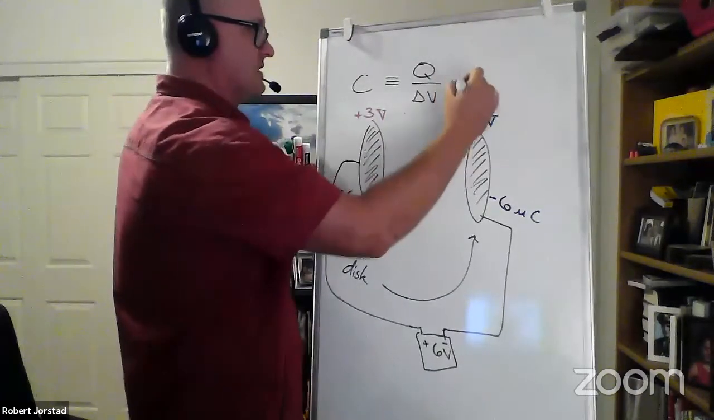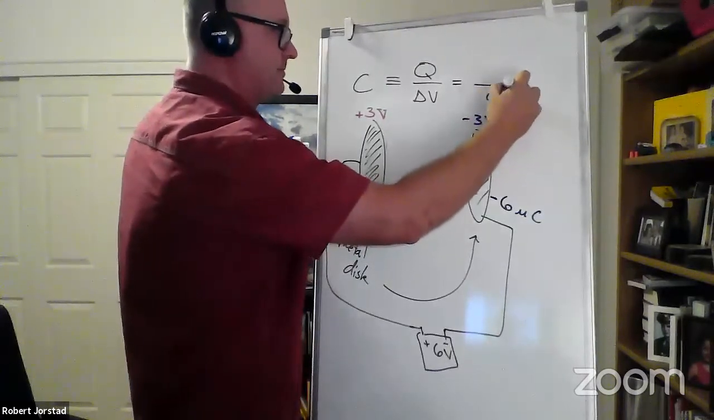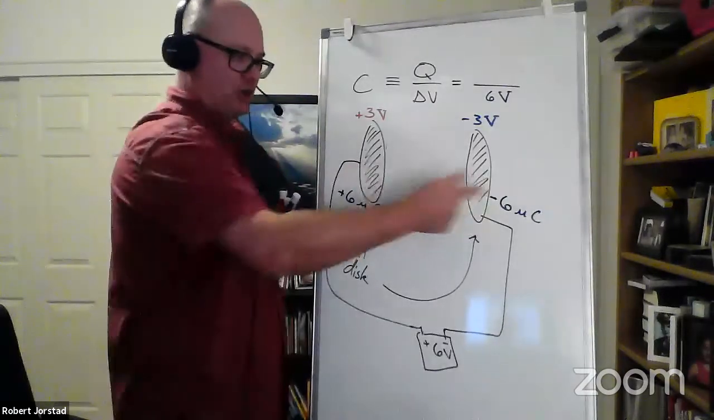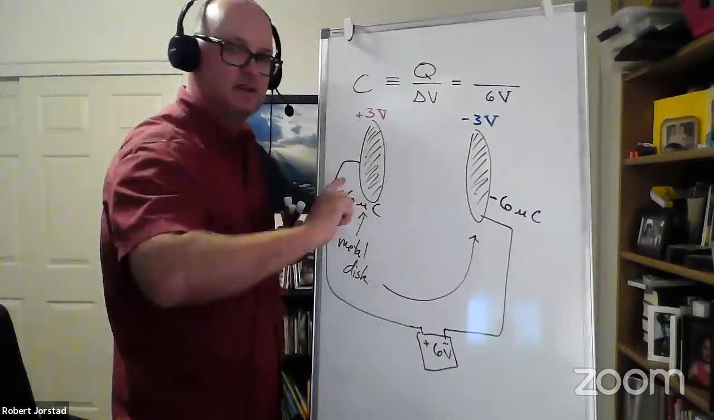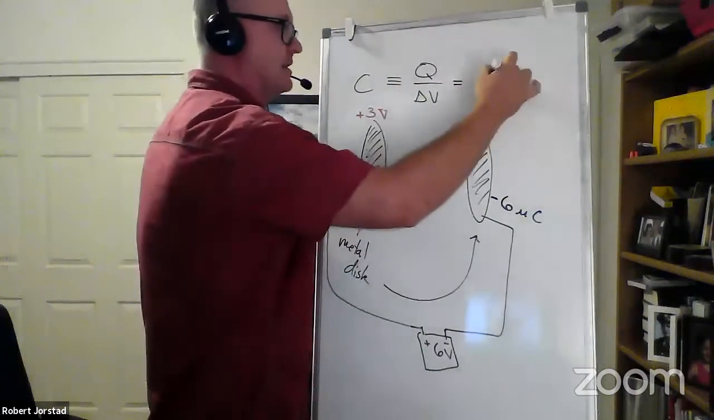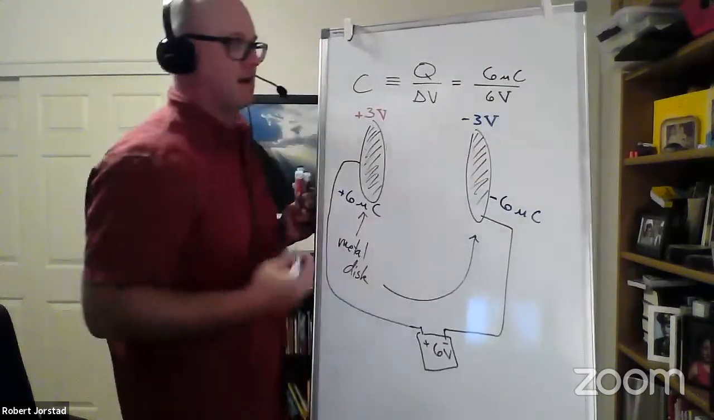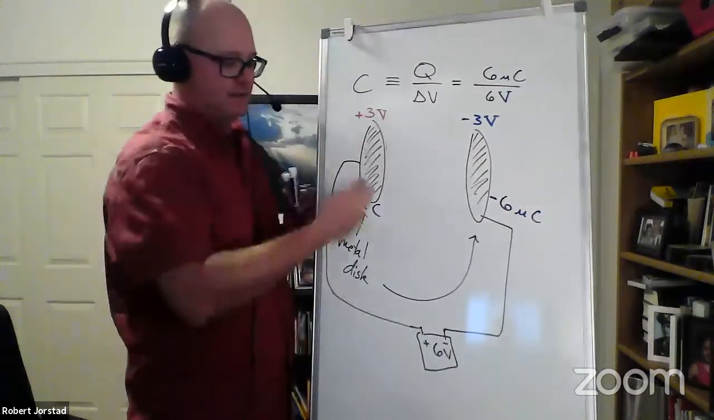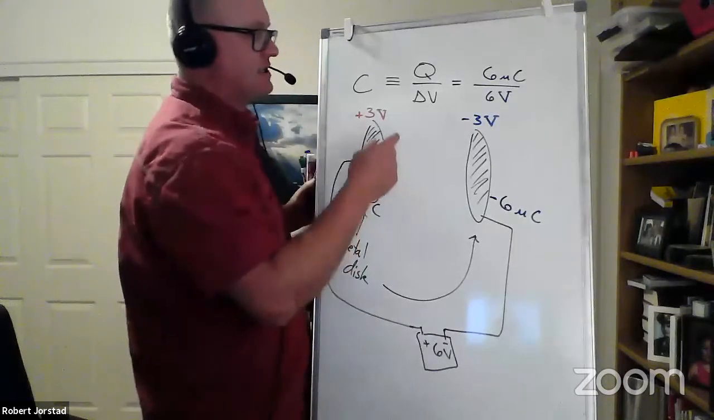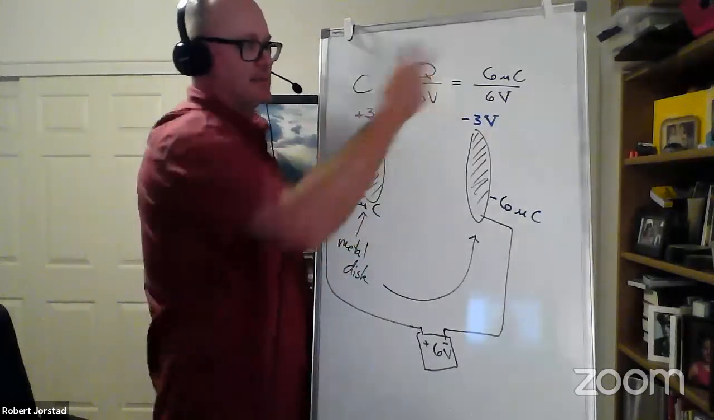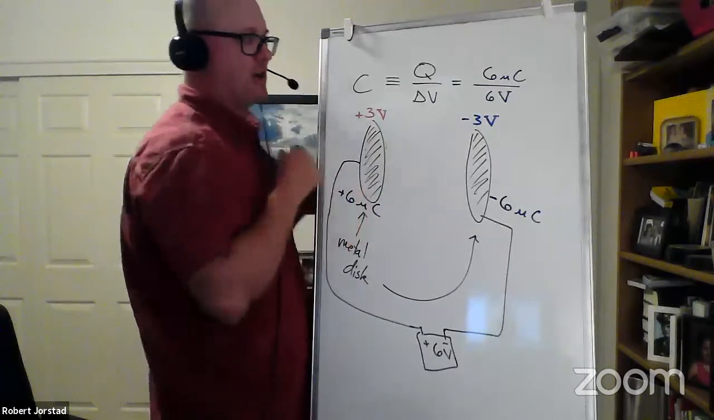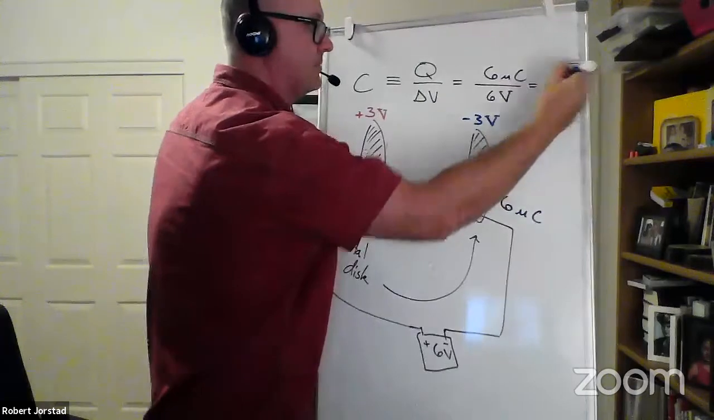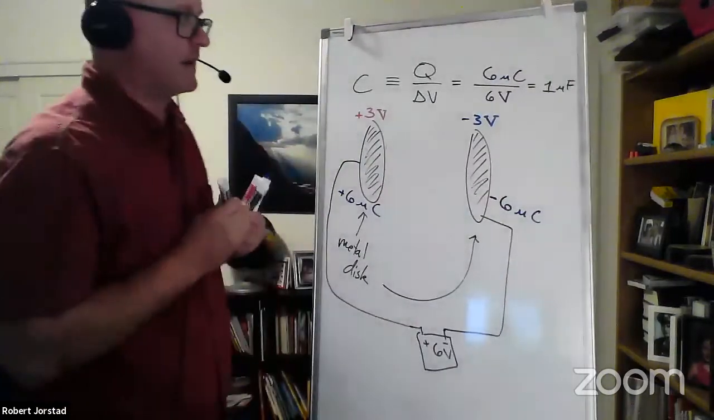So in this particular case, delta V would be 6 volts. Now, just so you know, it turns out we do not take the total charge. We just do the charge that was moved. So in this case, that would be 6 microcoulombs. The convention is to take the charge on the positive plate. So we see that if you apply a 6-volt battery here, you could separate 6 microcoulombs of charge. So what do we get? 1 microfarad.